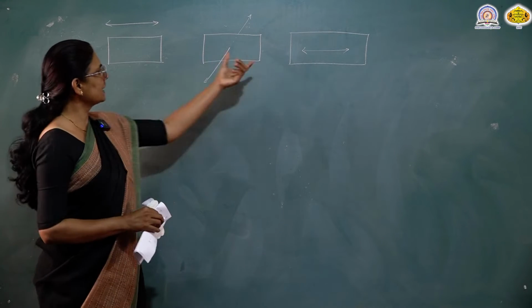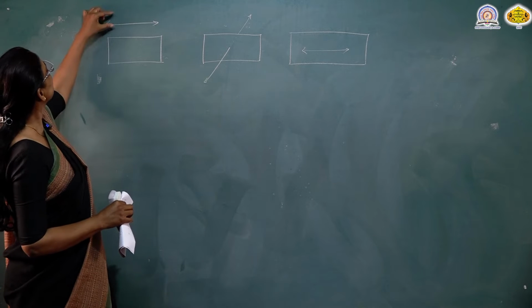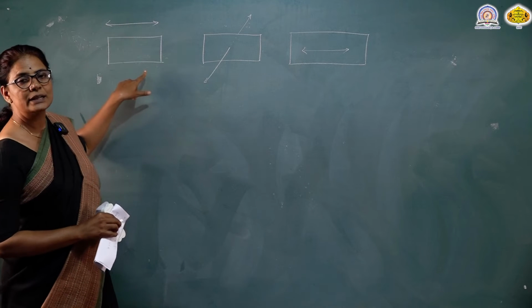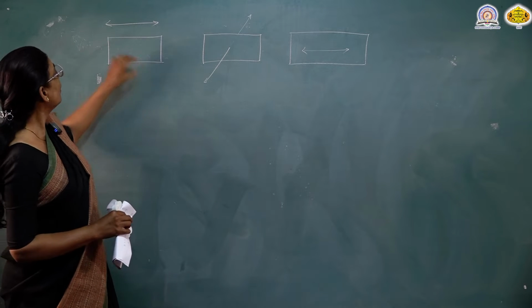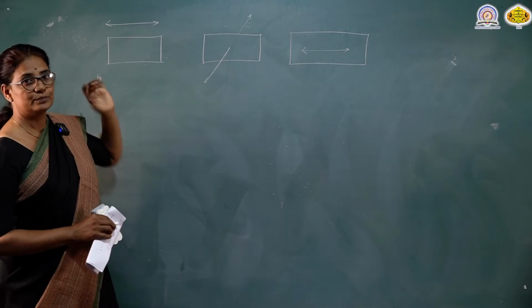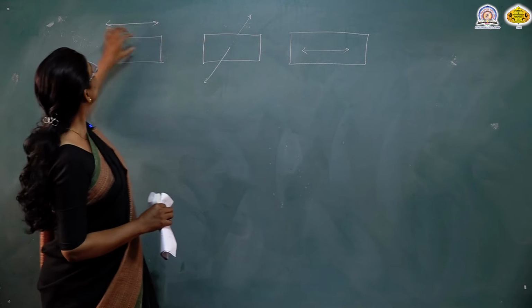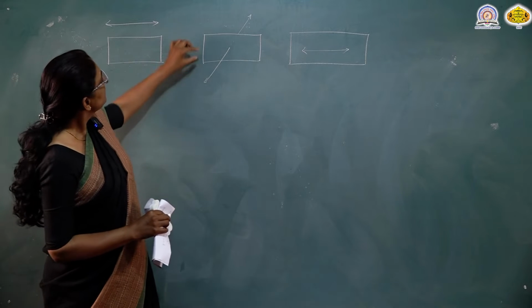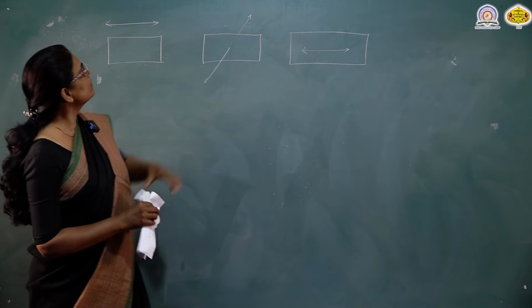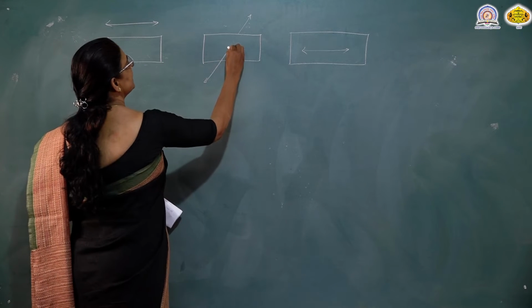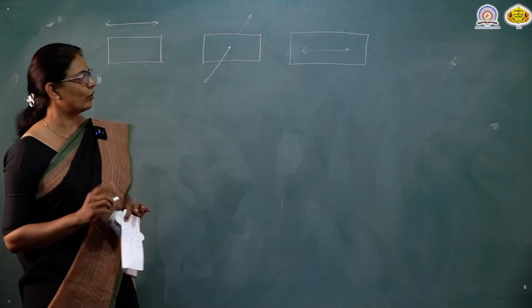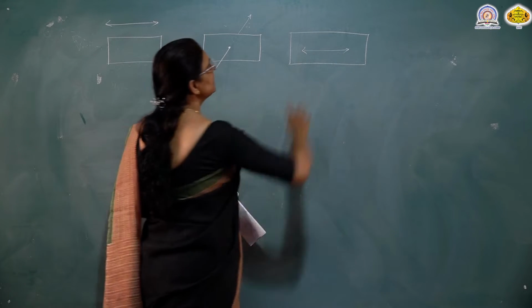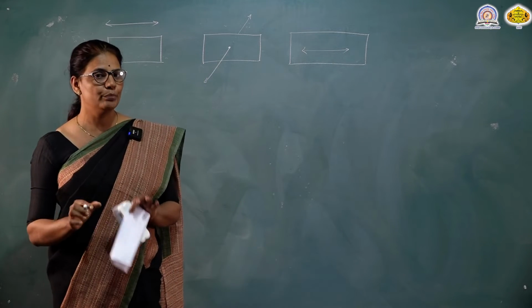Now see all these three diagrams. In the first diagram, this is a line and a plane. The line does not intersect the plane, nor does it lie on the plane. In this case, we can say that they are parallel to each other. In the second case, see here, the line intersects the plane at a single point. They intersect each other at a single point. And in the third case, the line totally lies on the plane.